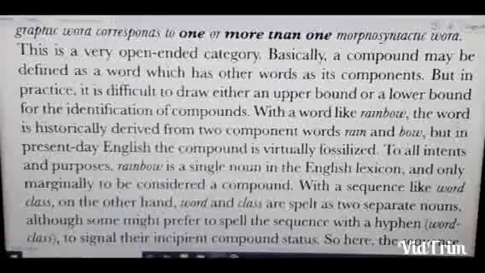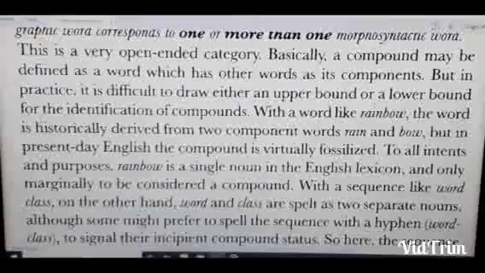With a word like rainbow, the word is historically derived from two component words, rain and bow, but in present-day English, the compound is virtually fossilized. To all intents and purposes, rainbow is a single noun in the English lexicon, and only marginally to be considered a compound.